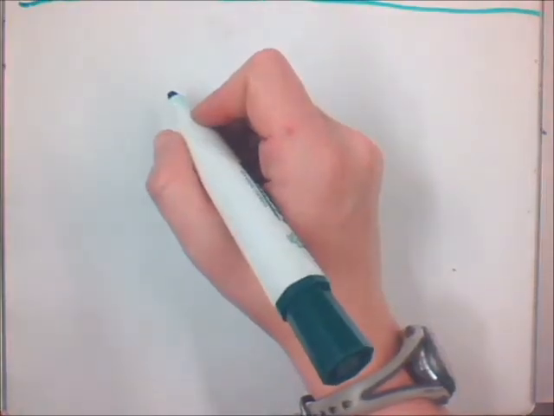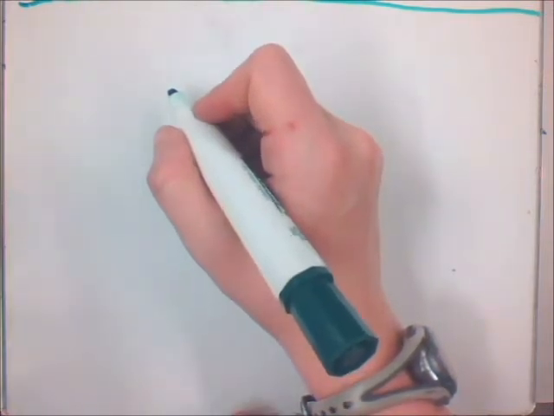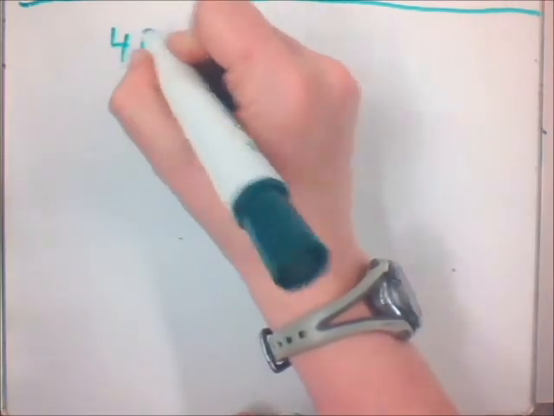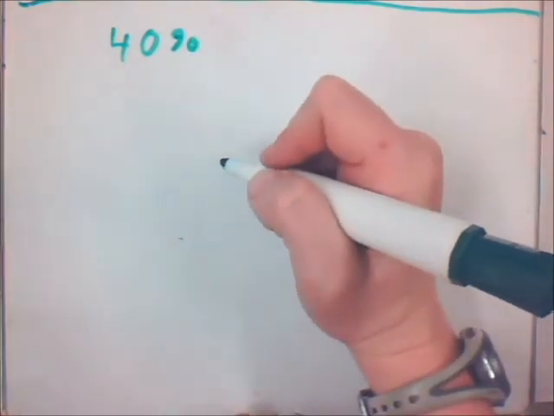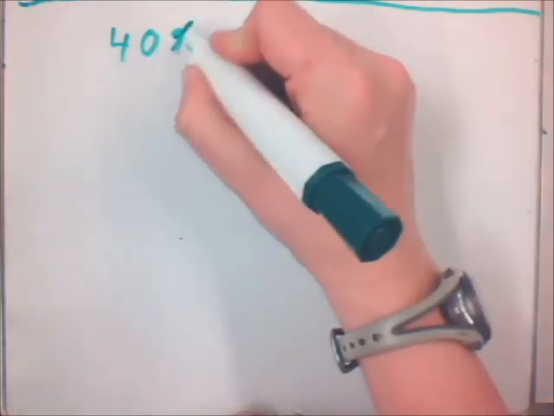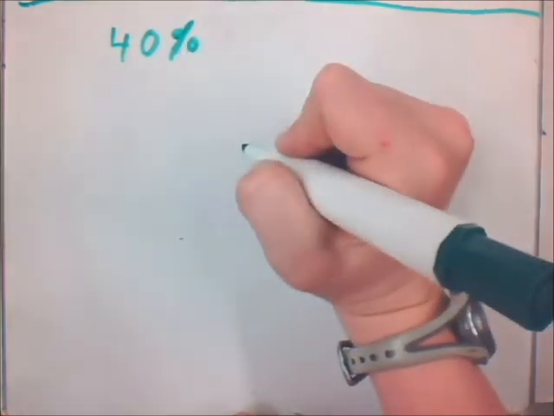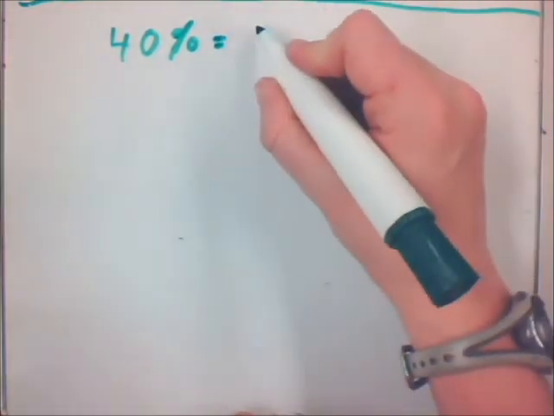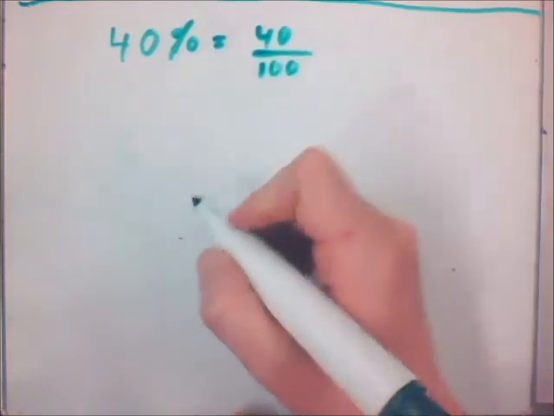So we've now reviewed how to change a fraction and a decimal into a percent, but how do we go backwards? So if I have a percent, like 40%, and I want to change this into either a fraction or a decimal, well, I use my knowledge of what percent actually means. I know percent means per 100. So another way to write this would be 40 per or over 100.